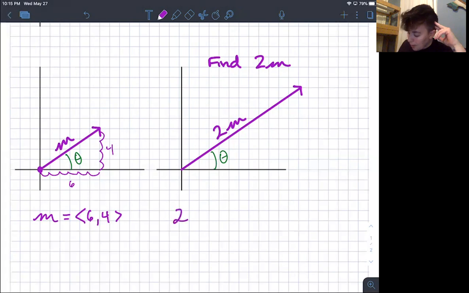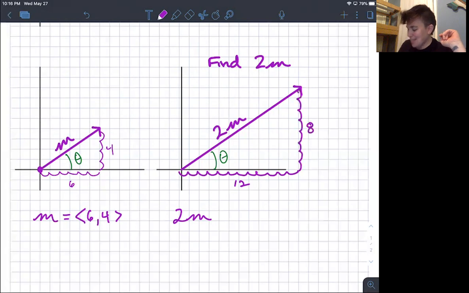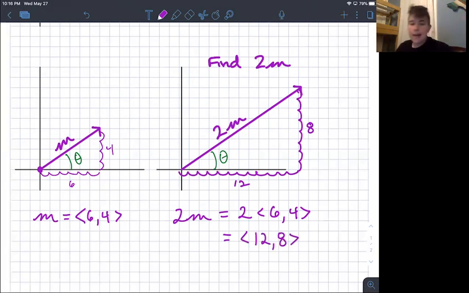So for 2m, what do you think you do? It is so simple. Let's count. 1, 2, 3, 4, 5, 6, 7, 8, 9, 10, 11, 12. Any guesses as to what the y value is going to be? Here we go. 1, 2, 3, 4, 5, 6, 7, 8. That's right. So all I did was take 2 and multiply it times the original horizontal and vertical components. And I've got, oops, I forgot my pointy bracket, <12, 8>. That is my new vector.